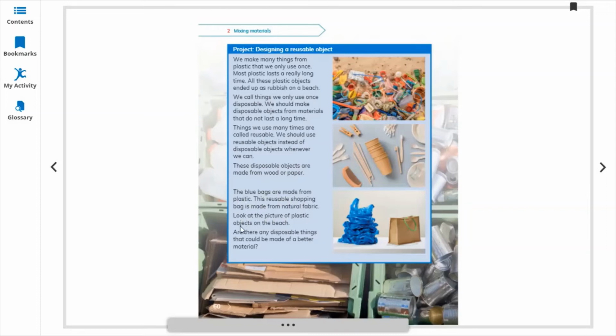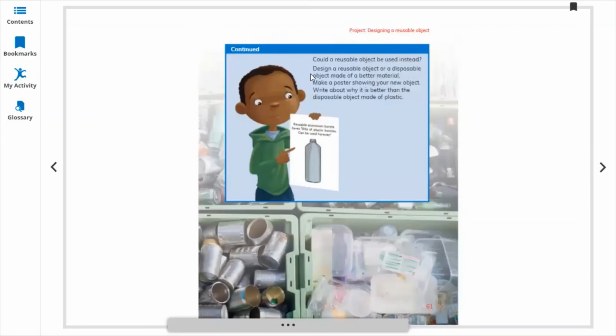Look at the picture of plastic objects on the beach. Are there any disposable things that could be made of a better material? Could a reusable object be used instead? Design a reusable object to replace a disposable object made of a better material. Mostly we are using a bottle of water more than once. And this one, it's plastic. It's reusable.